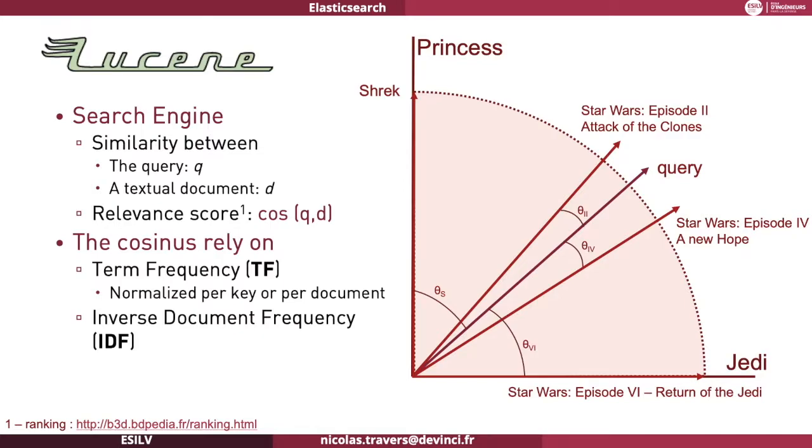And in order to have less weight on words like of or the that are well placed in every document, we need to get the inverse document frequency. If a word is present in too many documents, it's a stop word like of or the. But if you take, for instance, Jedi, it's not present in many documents, so it's a very important word. So that's it. The cosine relies on the TF and IDF.